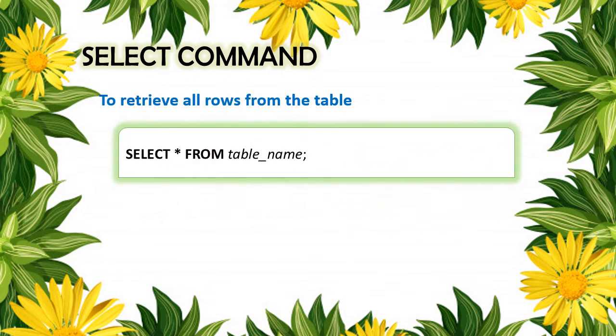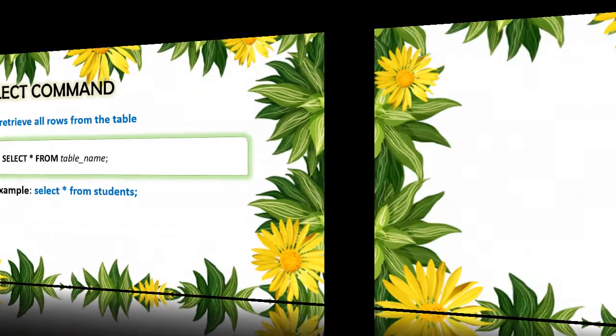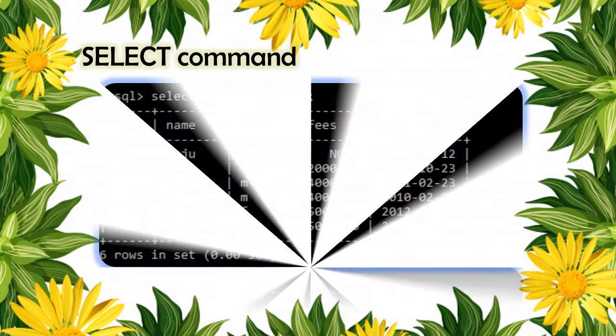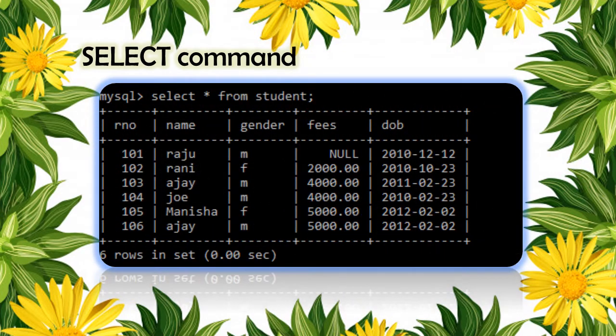If you want to retrieve all the columns from the table, we should use the command select star from table name. Example: select star from students means all records are selected from students. See here, select star from students means whatever columns are available, all of them will be displayed.